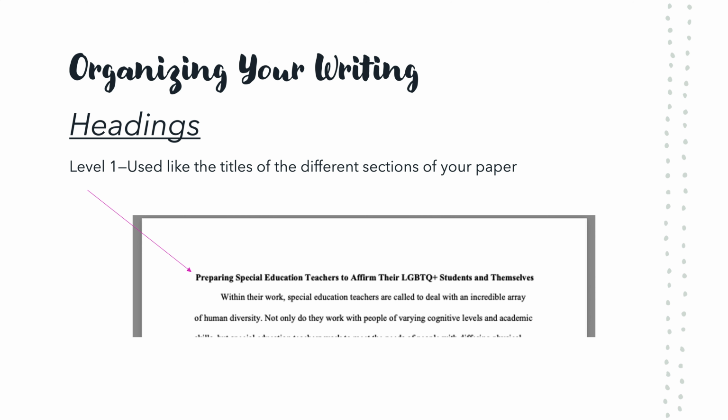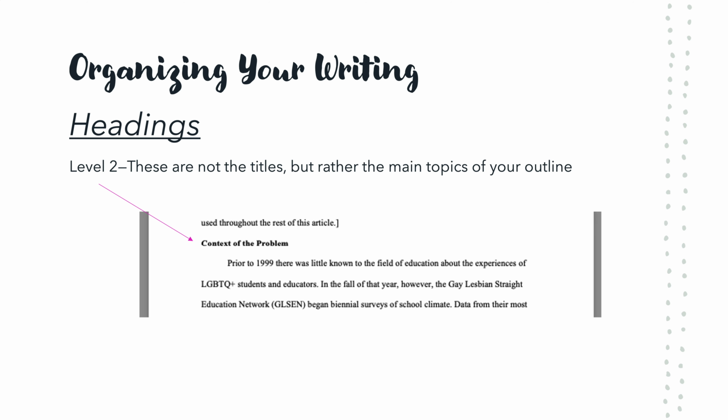Heading level 1s are used like the titles of the different sections of your paper. Here is the title that you'd find at the beginning. Another heading level 1 would be at the top of the references page. Heading level 2s are not the titles, but rather the main topics of your outline. So for example, in this case, context of the problem was part of the introduction, but it was a main topic of the introduction.